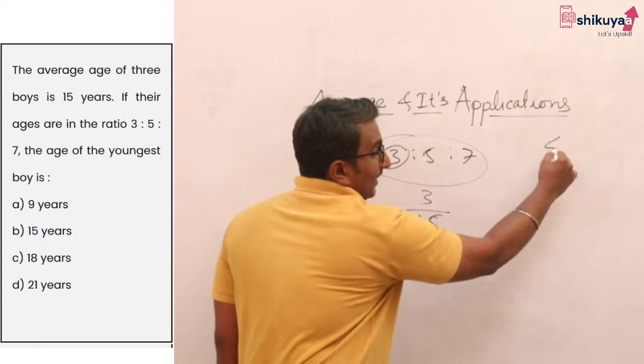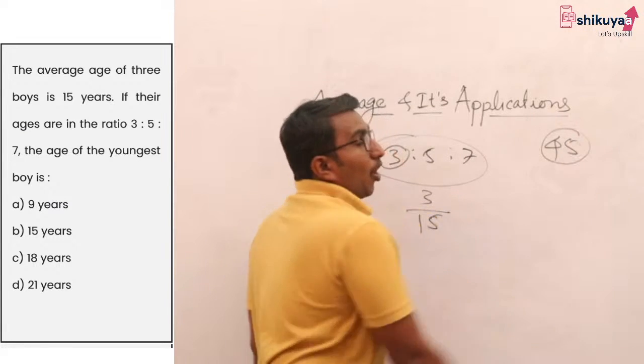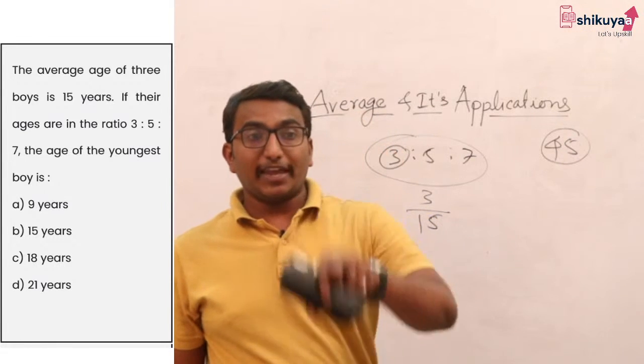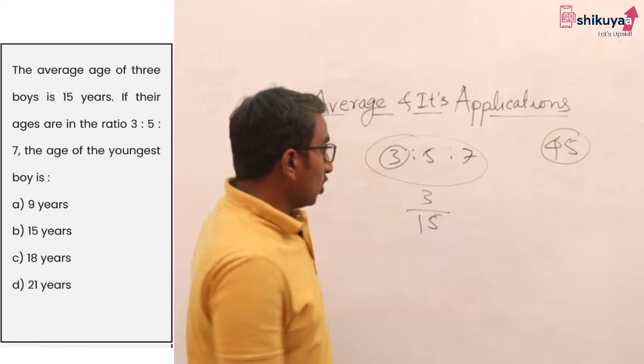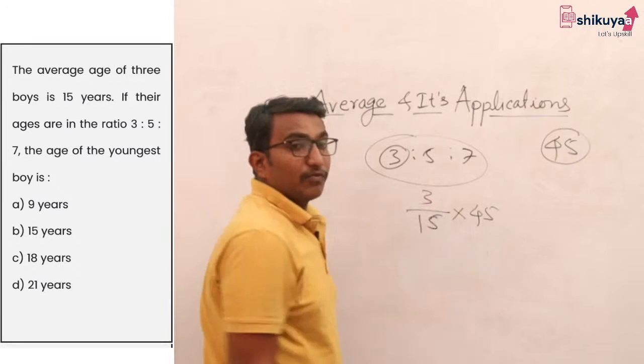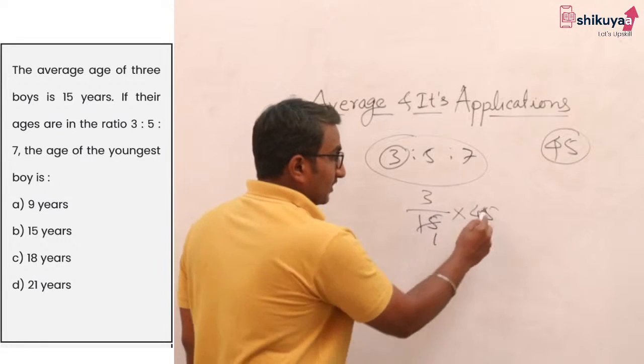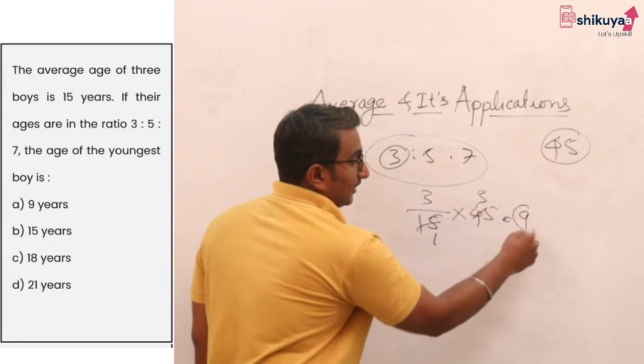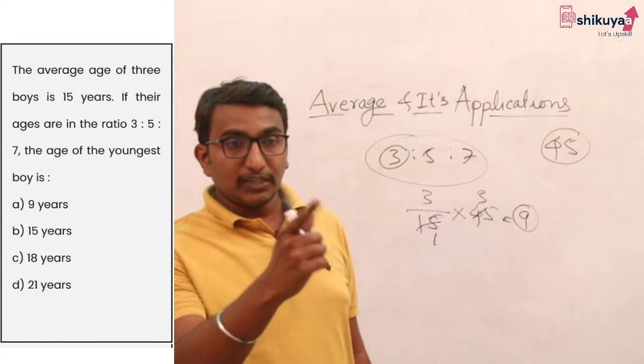Now the summation of the ages of all the 3 boys is 45. So out of this sum, what could be the share of that youngest member? 15 ones are 15, 15 threes are 45, so 3 threes are 9. Your answer is 9, option A.